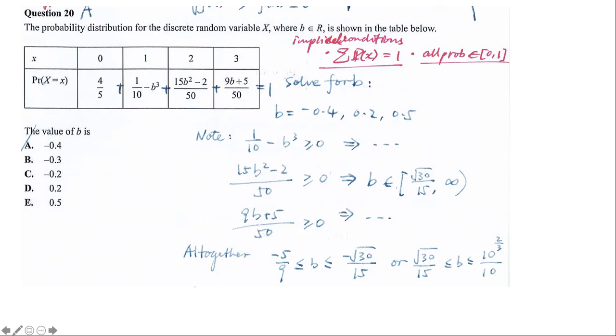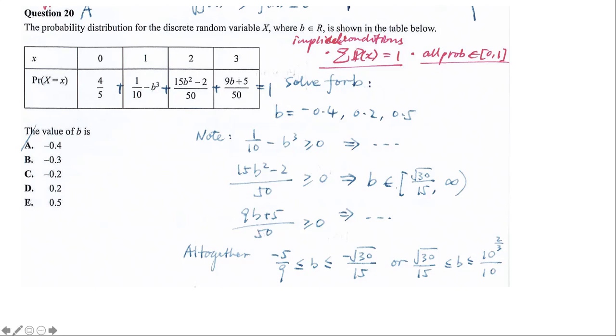So I use solve 3 times. I solved this one greater than or equal to 0, this one greater than or equal to 0, and this one greater than or equal to 0. Finally, we find a very long condition, the constraints for B. Out of the 3 values here, only minus 0.4 will satisfy these inequalities. That's why the value of B is option A, okay? So that completes my solutions to the 20 multiple choice questions.